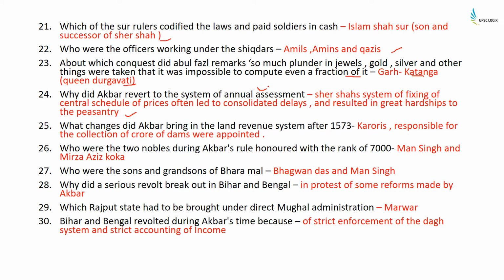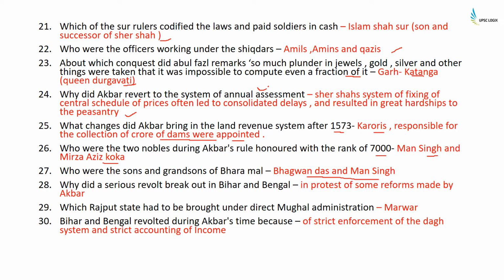What changes did Akbar bring in the land revenue system after 1573? He appointed karodis, who were responsible for the collection of a crore of dams. Who were the two nobles during Akbar's rule honored with the rank of 7,000? It was Man Singh and Mirza Aziz Koka. Who were the son and grandson of Bharamal? It was Bhagwan Das and Man Singh.